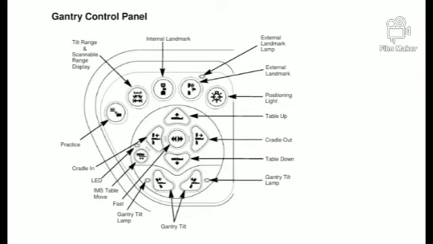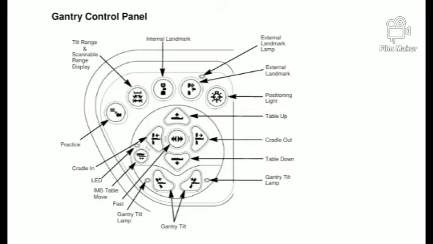Next is the tilt option. Tilt is mainly to tilt, and when you press it you can see how much your machine has been tilted on the display above. Next is internal landmark. This is for the landmark line on the internal side, that means your X indicator will indicate it. Next is external landmark, that is the y-axis one. Next is positioning lamp. Once you press it you get this light on for the centering.